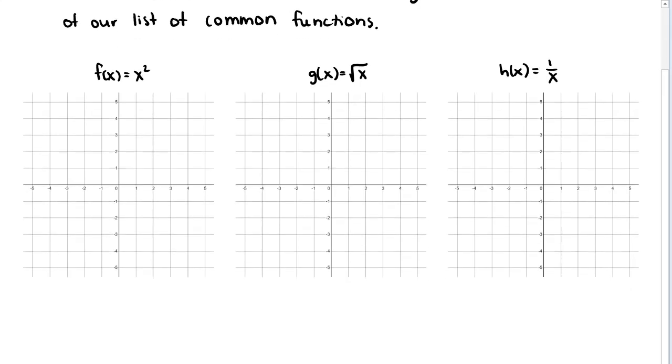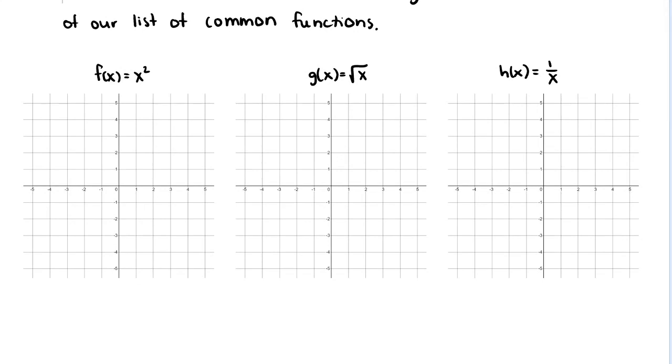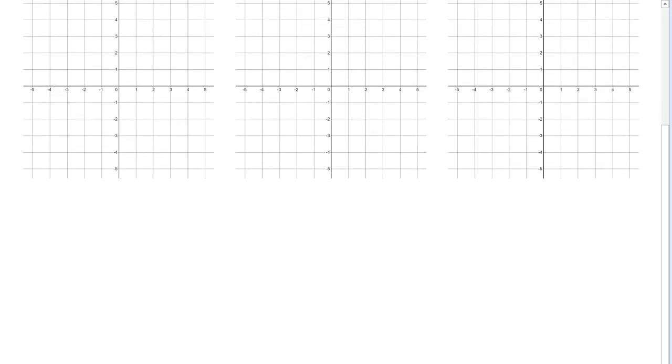So f of x is equal to x squared. So here, maybe I can make a quick table. If I plug in 0 into my function, well, f of x, it squares the function, right? So I get an output of 0. If I plug in 1 into my function, I get, well, squaring that is 1. If I plug in 2, squaring that is 4. 3, squaring that is 9.